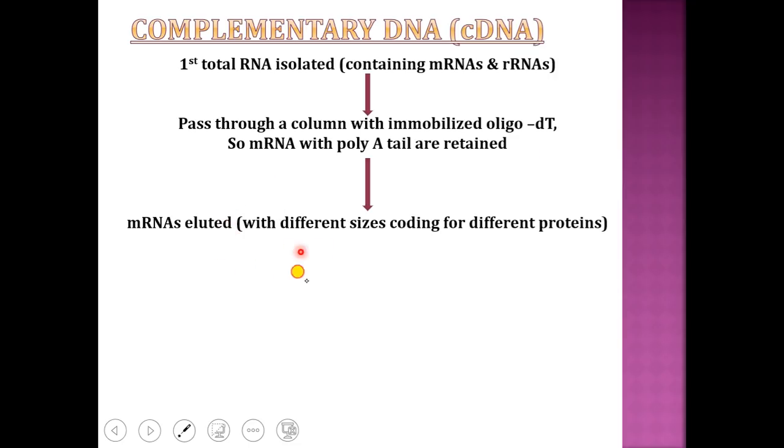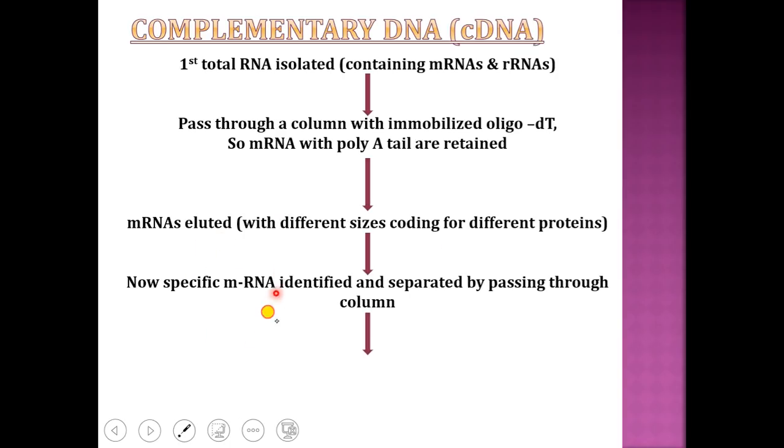And again, the beta cells of islets of Langerhans not only contain insulin as a protein, they have other proteins also. So there will be different messenger RNAs. Out of those different sizes of coding, we will get the particular messenger RNA for insulin. Now the specific mRNA identified after passing through the column will be acted upon by reverse transcriptase enzyme for the synthesis of DNA.